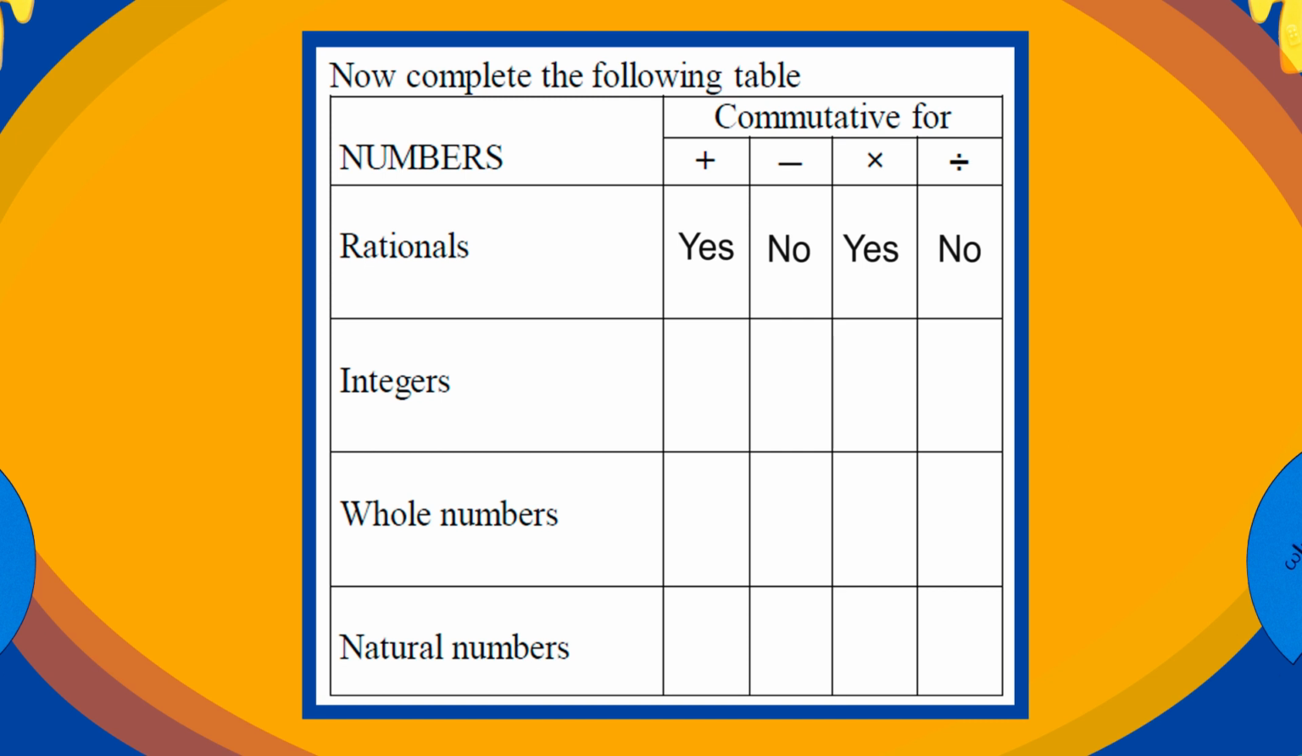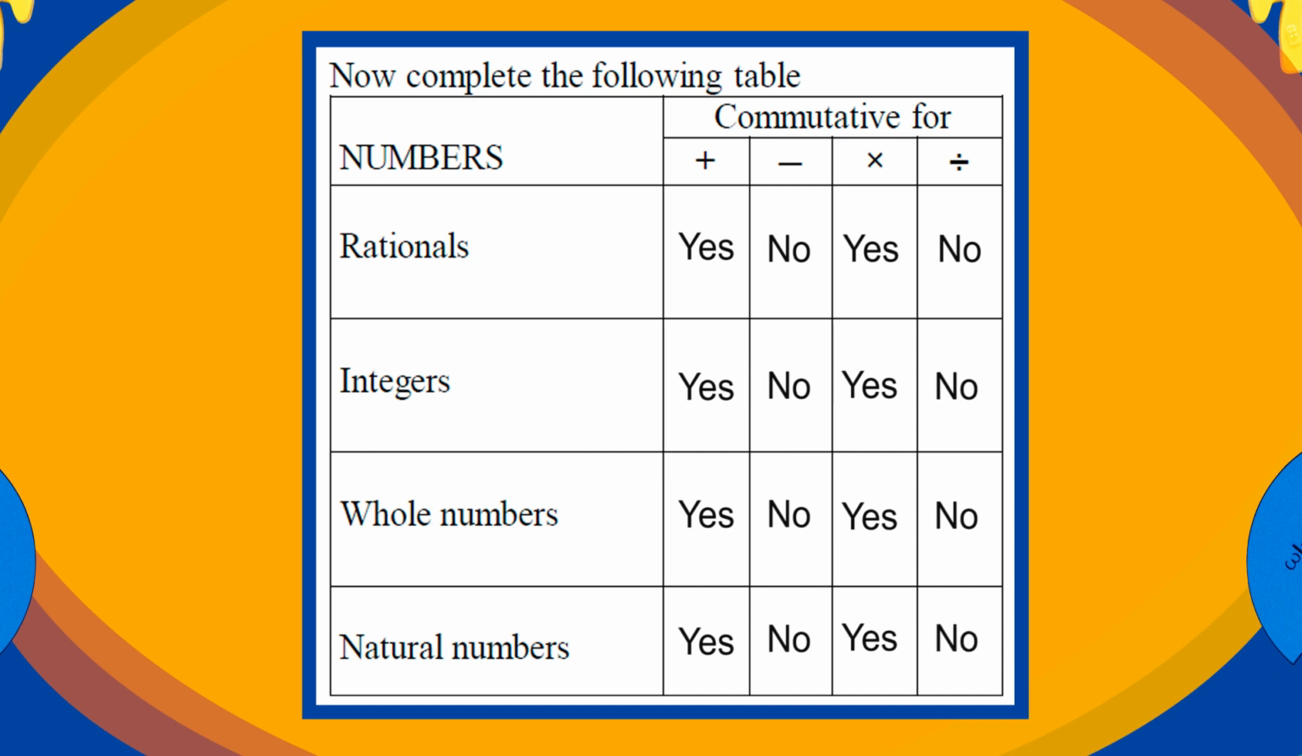Similarly, for integers, with respect to addition, it is commutative, so yes. With respect to subtraction, it is not commutative, so no. With respect to multiplication, it is yes, and with respect to division, it is no. Similarly, for whole numbers, for addition yes, for subtraction no, for multiplication yes, for division no. Similarly, for natural numbers, for addition yes, for subtraction no, for multiplication yes, for division no.